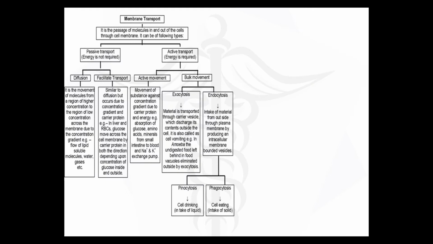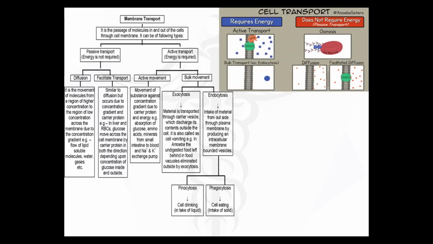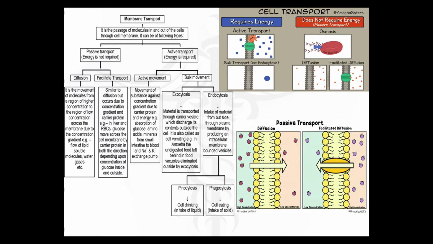Now let's see the transport system of the cell membrane. It is the passage of molecules in and out of the cells through the cell membrane. It can be of passive transport or active transport. In passive transport, ions or molecules move across the plasma membrane down the concentration gradient, that is, moving from a region of high concentration to a region of low concentration until equilibrium is reached. These ions or molecules move by utilizing their own kinetic energy. Passive transport is subclassified into diffusion and facilitated transport.